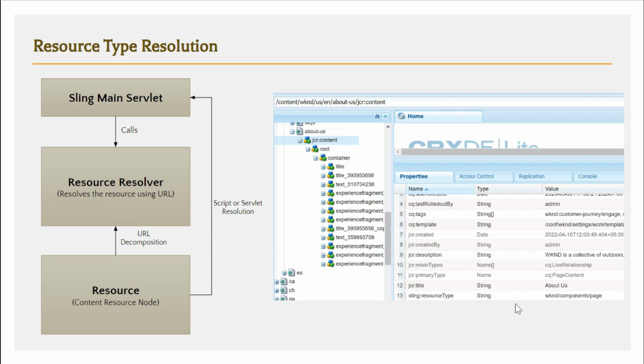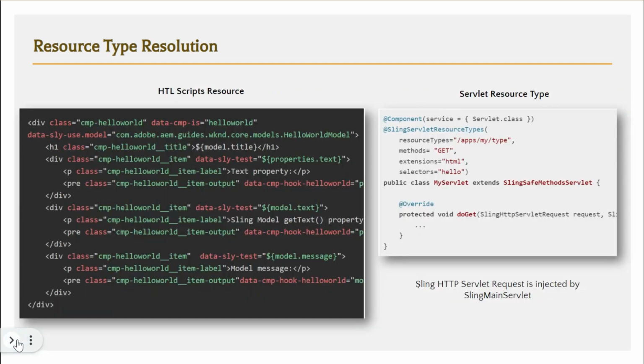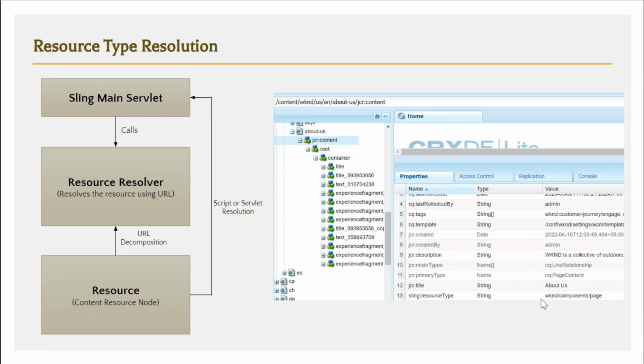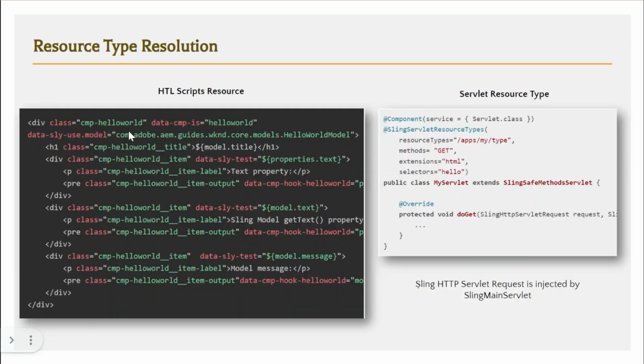It could be either a script like an HTML script, or it could be a servlet also. So let us see the two different types here. This is the HTML script resource. An HTML script looks something like this. If you go to /apps/wknd/components/page, you could see an HTML script like this.